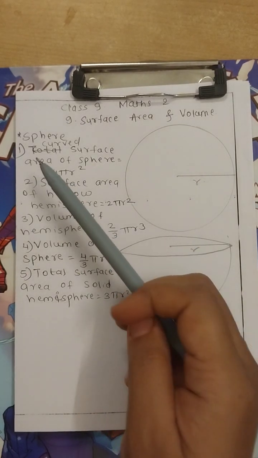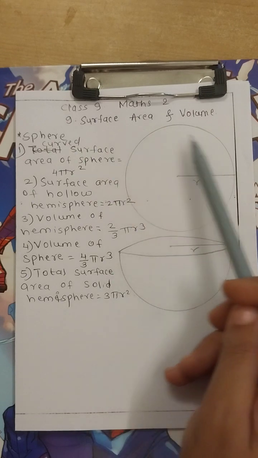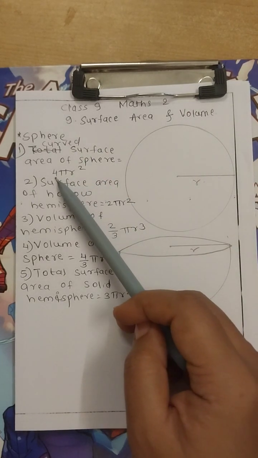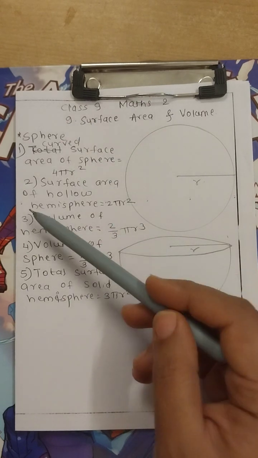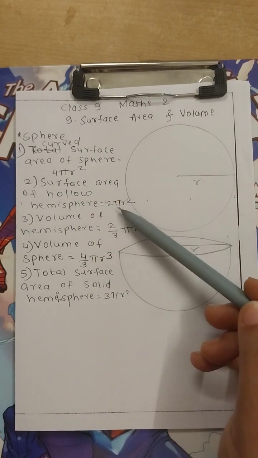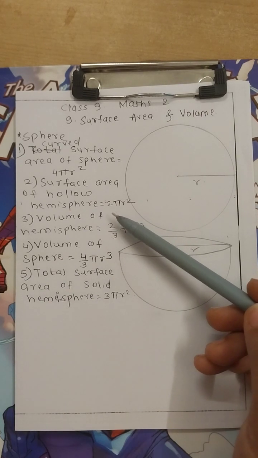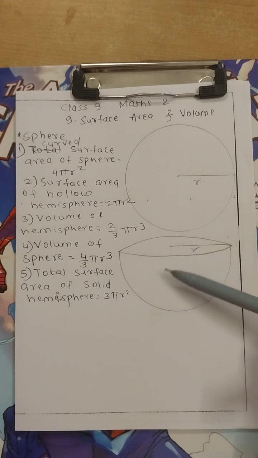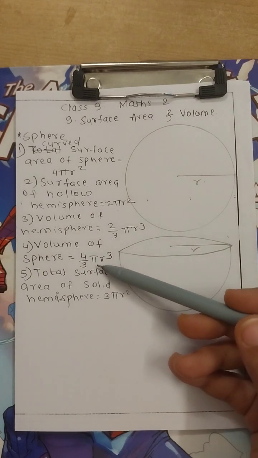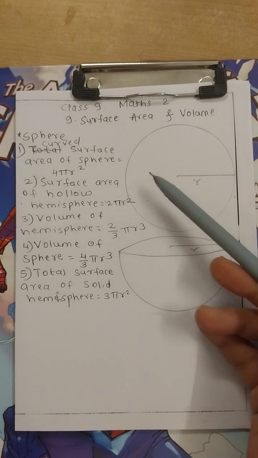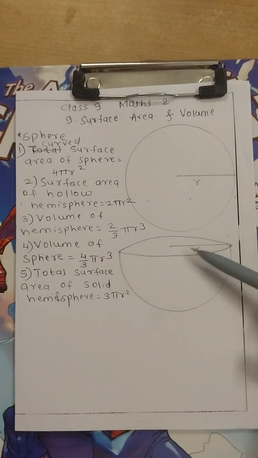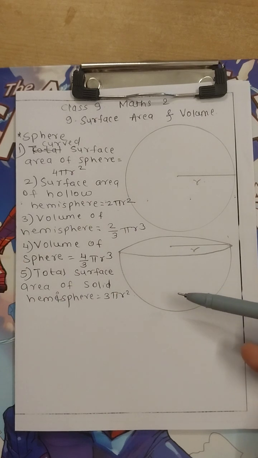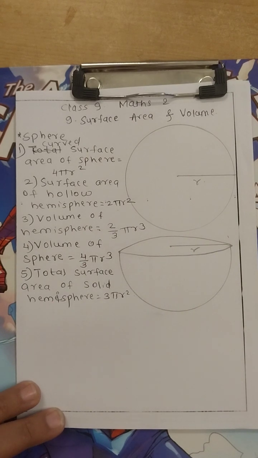Now let's go through the formulas. Curved surface area of a sphere: total curved surface area of a sphere is 4 pi r square. Surface area of a hollow hemisphere is 2 pi r square. Volume of a hemisphere is 2 upon 3 pi r cube. Volume of a sphere is 4 upon 3 pi r cube. Total surface area of a solid hemisphere is 3 pi r square. These are the formulas you have to learn. There is no other option.